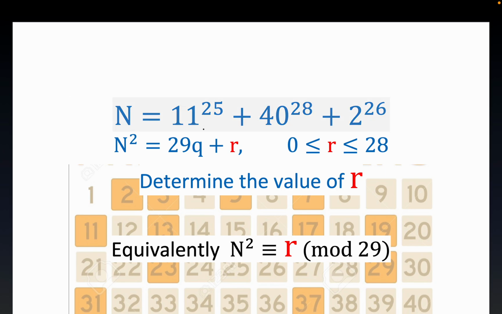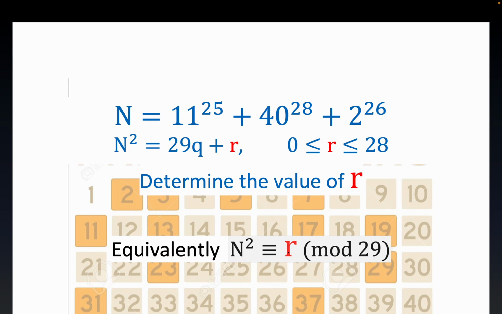Tonight we're trying to find the remainder when we divide a very huge number squared by 29. So we're trying to find this value r. The approach here will be to reduce n first and then square everything at the end. That's a little bit easier than squaring this whole trinomial and getting 9 terms and having to reduce each of those 9 terms. Now an equivalent way to write our problem is just like this.